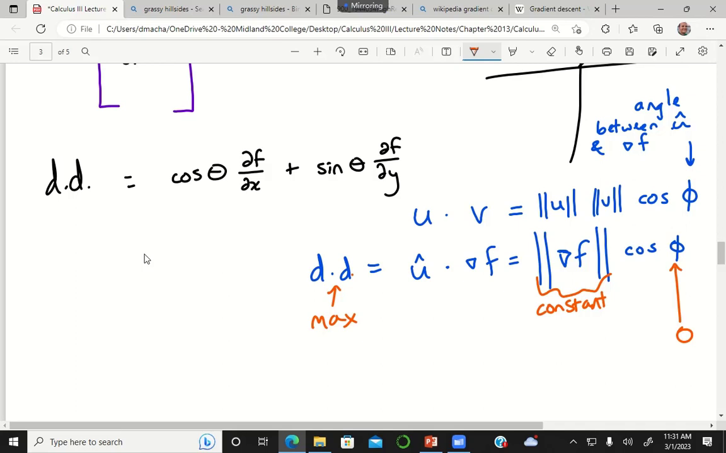So if the angle between the direction vector and the gradient vector is 0, that means the direction vector is in the direction of the gradient vector. So that means that the direction of the gradient vector gives you the maximum directional derivative. And since the directional derivative tells you how quickly your function values are changing in that direction, that means that the gradient is the direction of steepest ascent. Okay, that was a good question. I haven't ever really thought about that before.